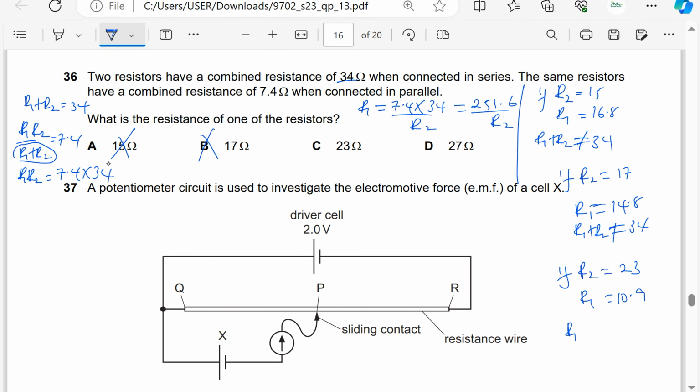So if I try to find R1 plus R2, this is 33.9, which is approximately 34. So it means the answer is going to be 23. So the answer is C.